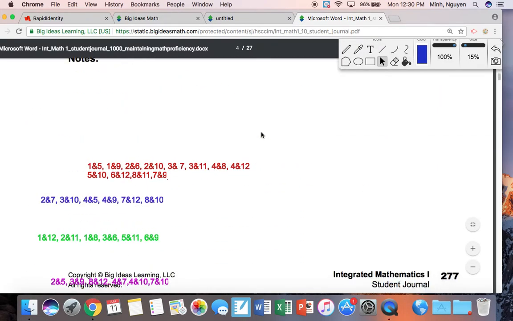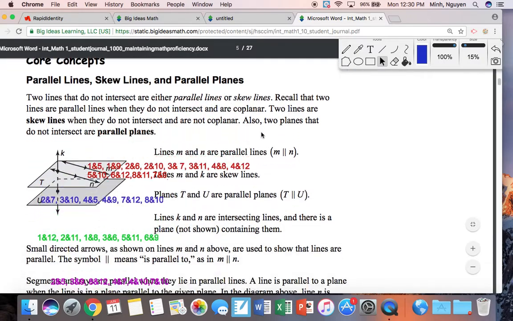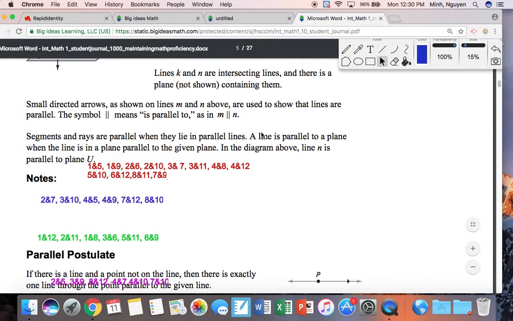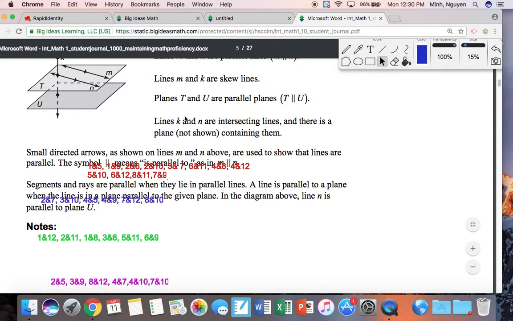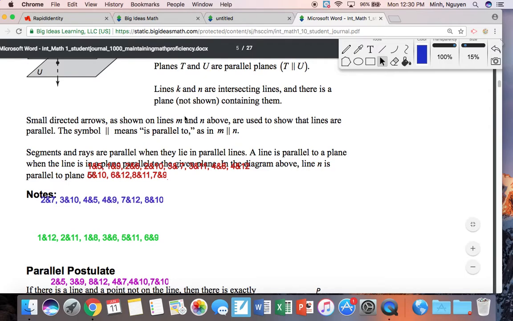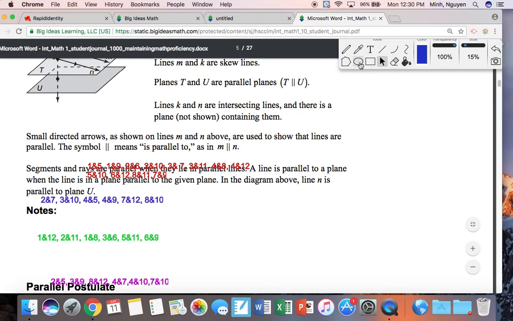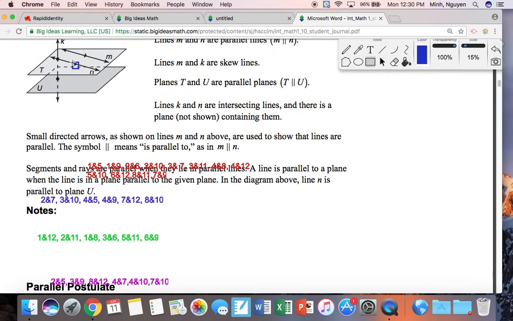These are all just definitions. All these are important, but I'm not going to go over them. The two I'm going to go over are, first, that small directed arrows are used to show that lines are parallel. So it's referring to arrows that look like this. This shows lines that are parallel. This symbol also means parallel. So when you see this or when you see that, you know it means parallel too.